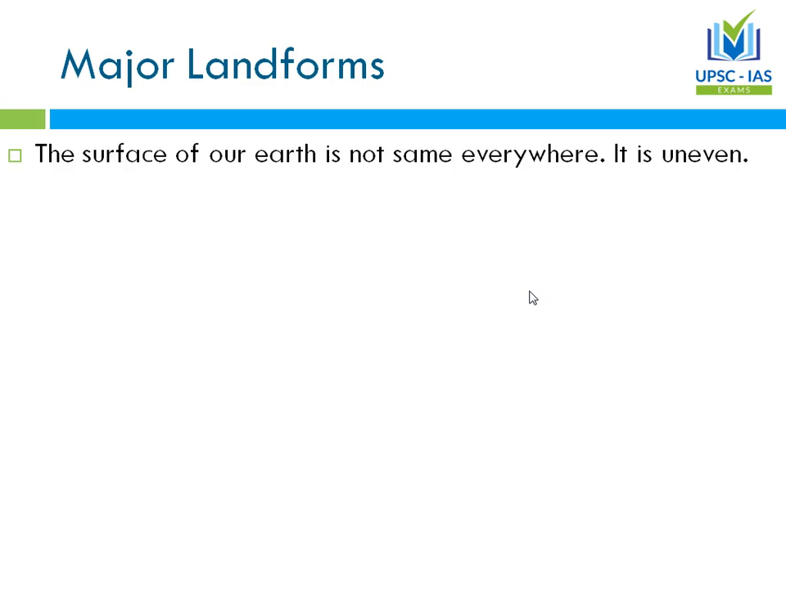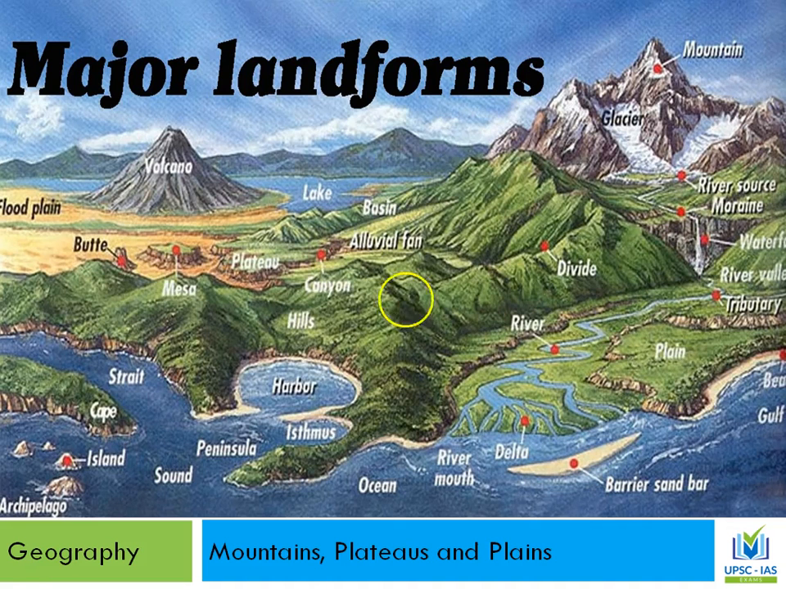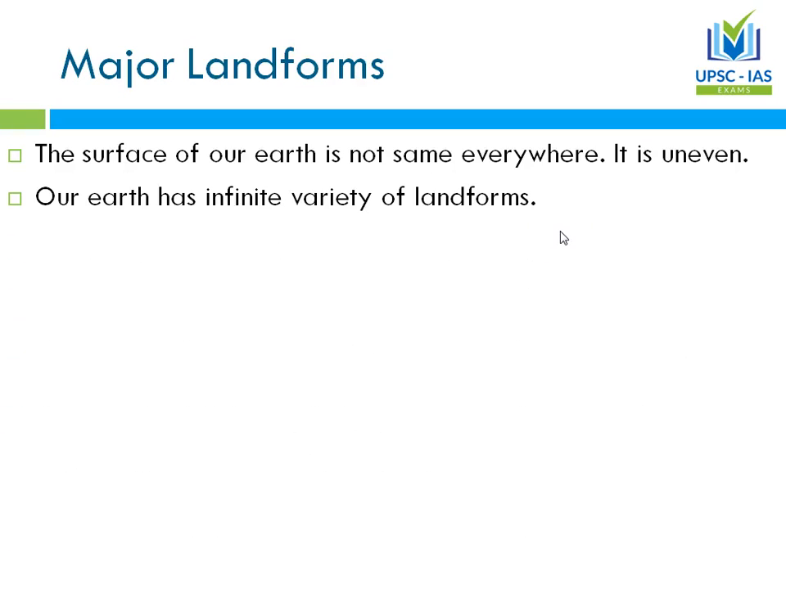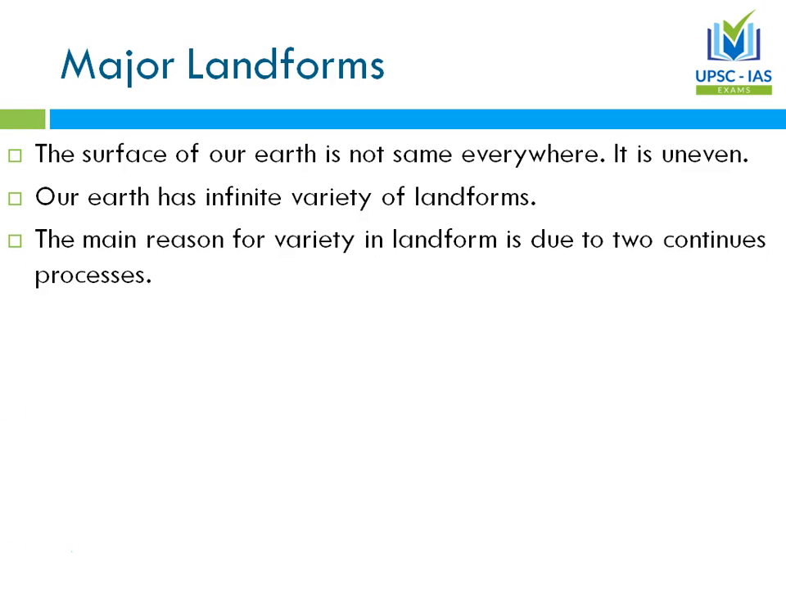So the surface of our Earth is not the same everywhere. Yes, exactly, we can see it from this picture itself, right? This is a general picture, and if you go through the physical map of the world, or the physical map of Asia or India, in that as well you will find, generally speaking, all the different major landforms, right? So far what we know is that our Earth has an infinite variety of landforms.